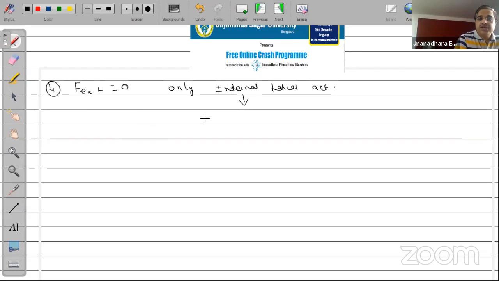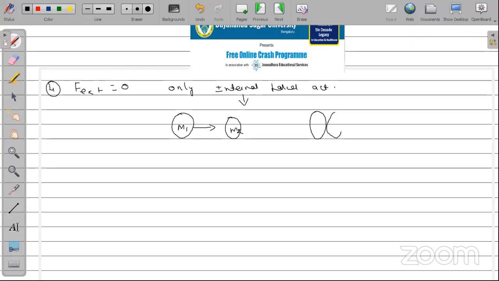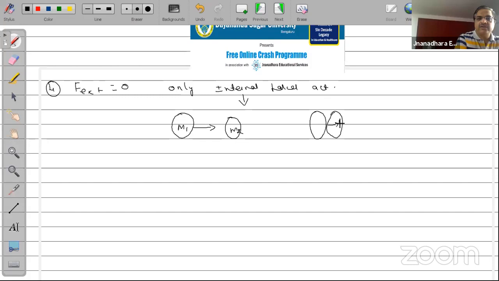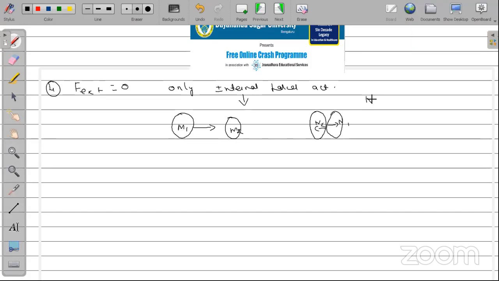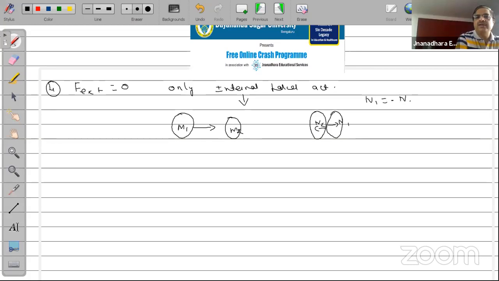Okay, just to give you an example for this, if I have one body here of mass m1 moving with some velocity, and hits another body of mass m2, when they both are in contact, you all know that there will be a normal force acting on it. N1 here, N2 here. This N1 will be equal to minus N2. They are called action and reaction pair.